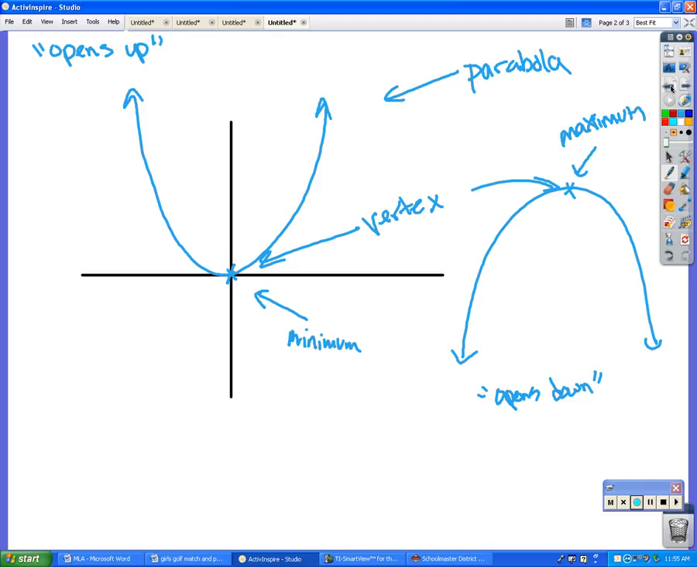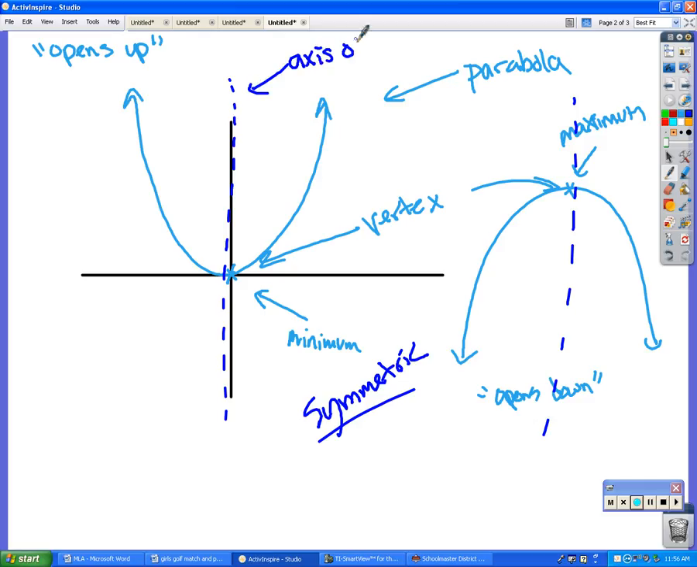One more exciting feature of these graphs is that you can draw a line, imaginary line, right down the middle of them. And what's true about it? Yeah, you got it. It's half. The word he's looking for is symmetrical. If you draw a line right down the middle of those, what's on the left and right side of that dotted line will both be the same. And so this imaginary dotted line is called the axis of symmetry.